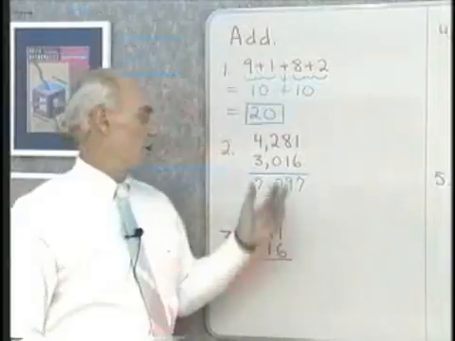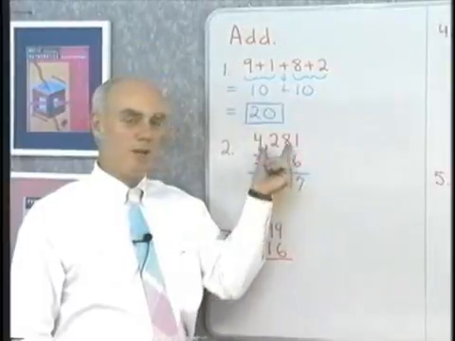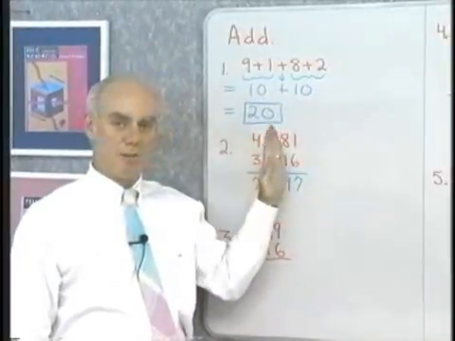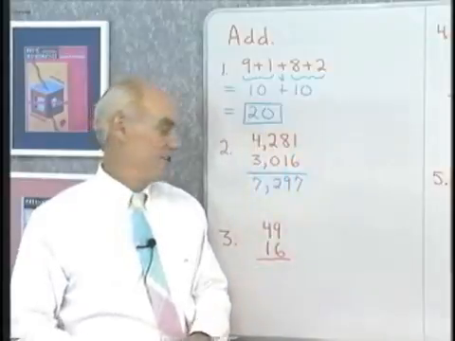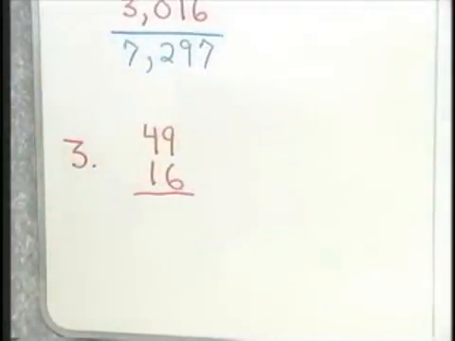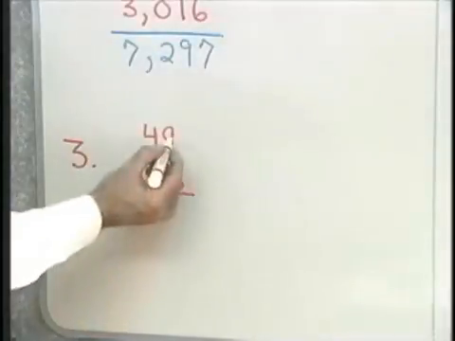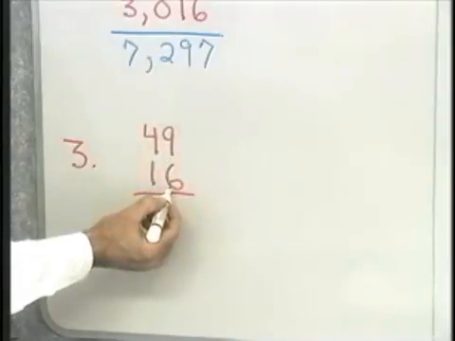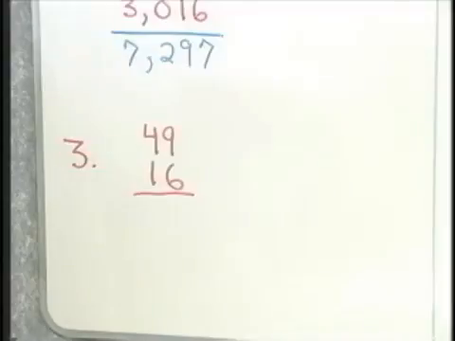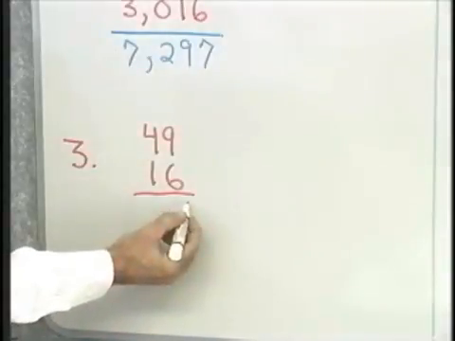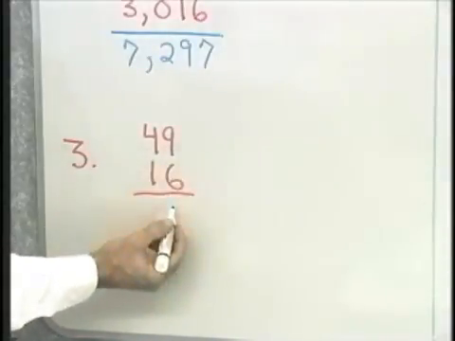So when the numbers are a little larger like this, we can write one under the other and then just add in columns. Add the numbers in the ones column, tens column, hundreds column, and so on. Here's our next problem. 49 plus 16. Now, if I do the same thing I did in the previous problem, I'm going to add the two numbers in the ones column. 9 plus 6 is 15. I don't want to write 15 right here. I'm going to have to do what's called carrying.